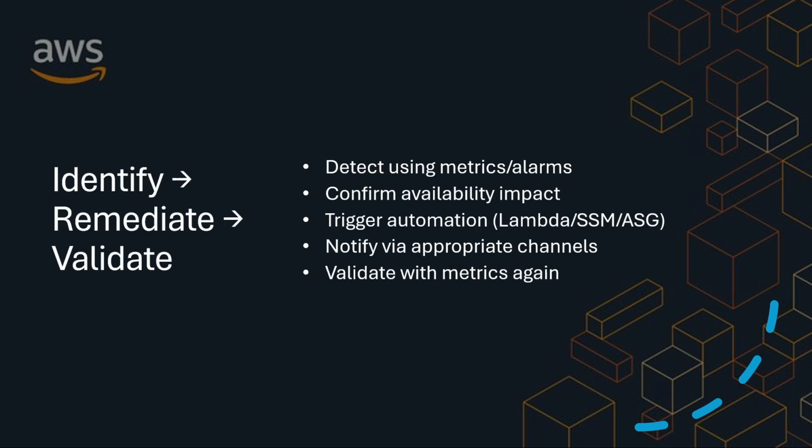This is your CloudOps playbook. Detect, confirm impact, and remediate using automation, and then validate again using the metrics. Many exam questions test this exact sequence. Always include the final step, that is validation, because fixing without checking is not CloudOps.